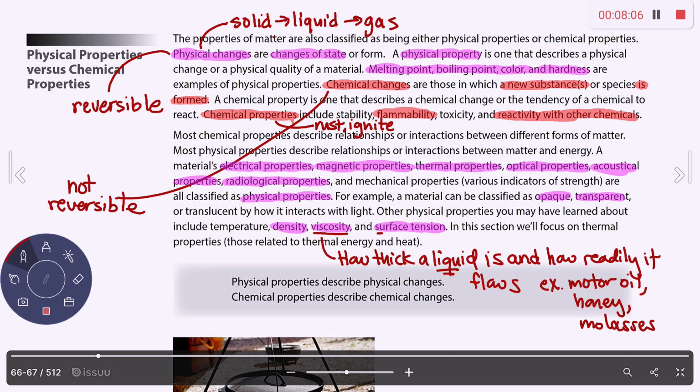Surface tension you probably talked about in biology. Surface tension has to do with that sort of skin that forms on the top of liquids, usually liquids that hydrogen bond. So water has great surface tension because you can pour it to the top of a glass and it forms that brim on the top. Okay?